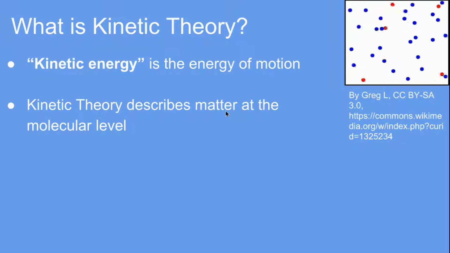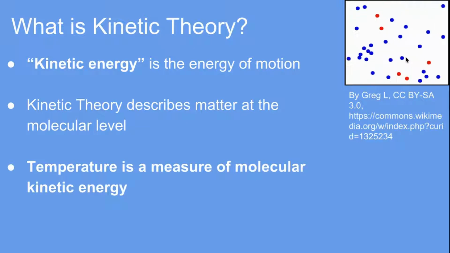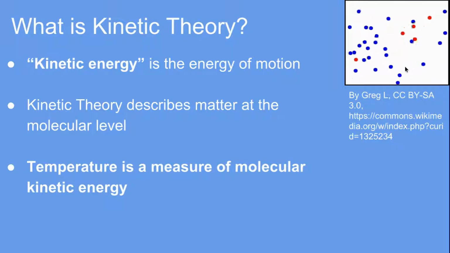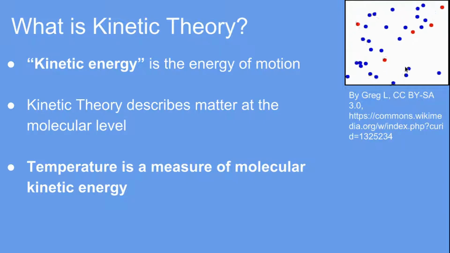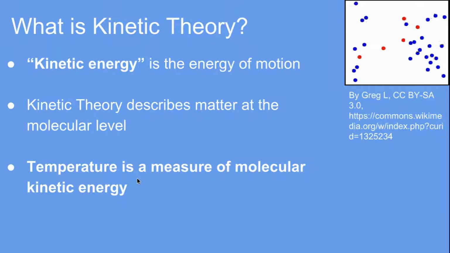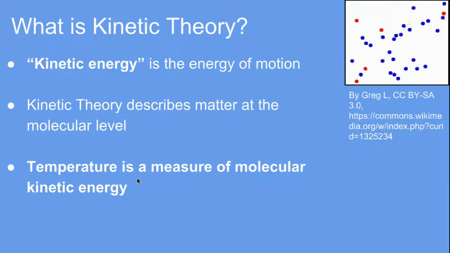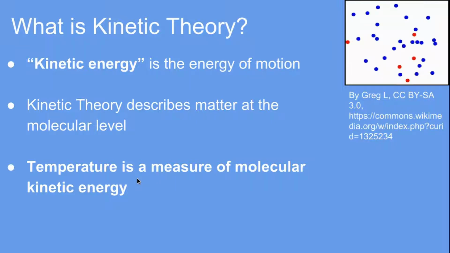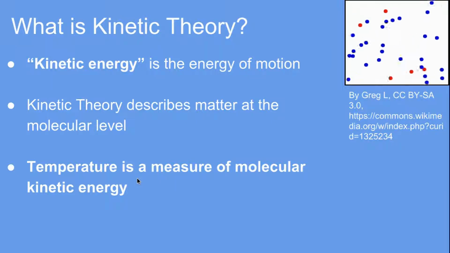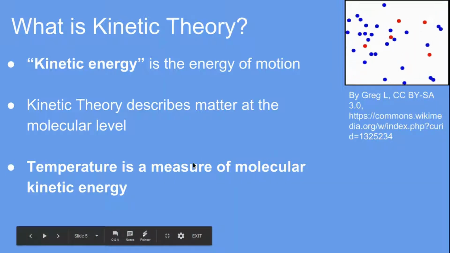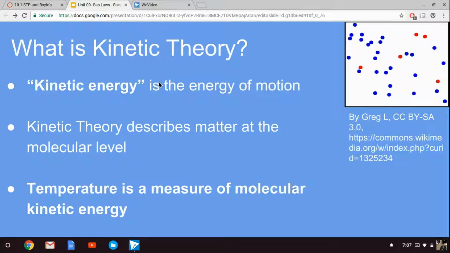So for kinetic theory, we say that these gas molecules down at the molecular level that we can't see are always in constant motion, always colliding off each other and flying in every which way. And the way that we measure that is actually by using temperature. I know you usually don't think about temperature in terms of motion. It's usually just how cold or how hot something is. But we actually use temperature as a measure of kinetic energy of molecules.